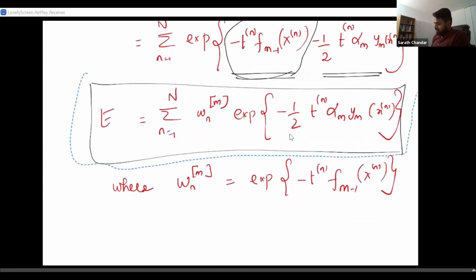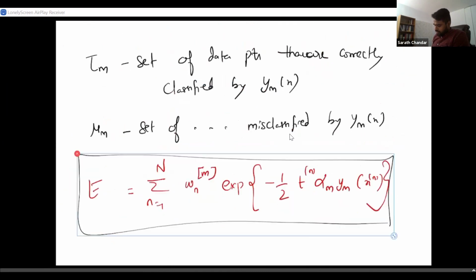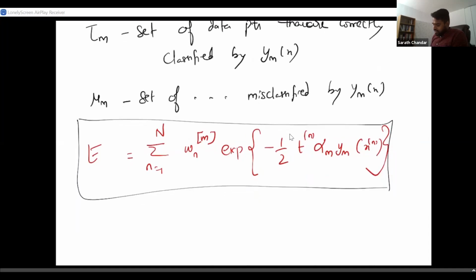Okay, I'm going to copy this. Look at this. You have this error function, and I'm going to divide the examples into two sets, tau m and mu m. Tau m is all the examples which are correctly classified, and mu m is all the misclassified examples. If the example is correctly classified, then tn multiplied by ym is going to be +1. If it is wrongly classified, it's going to be -1. So I can simplify this: it's going to be e power minus alpha m by 2, summation over n belonging to tau m of wn of m, plus e power alpha m by 2.